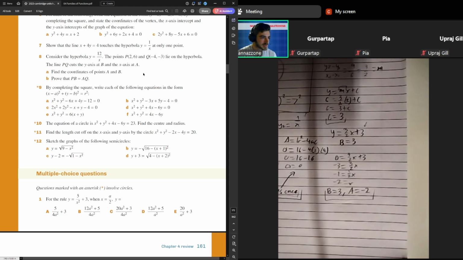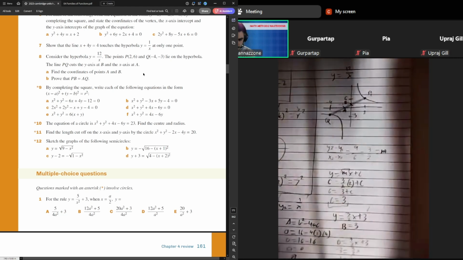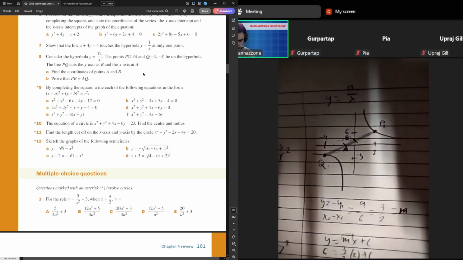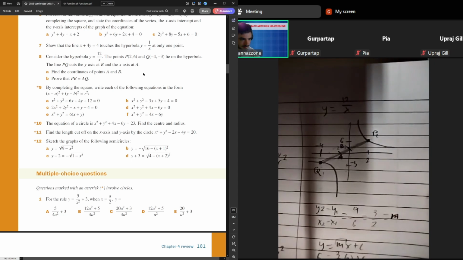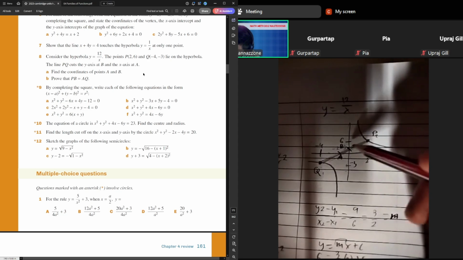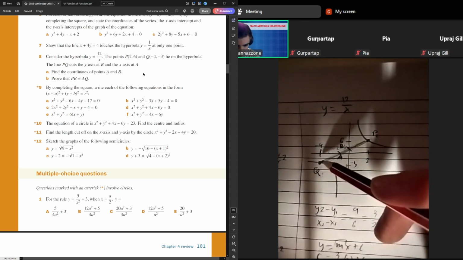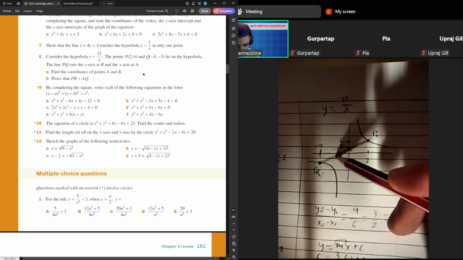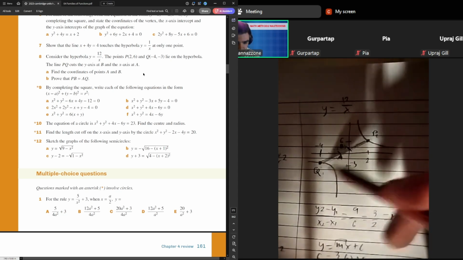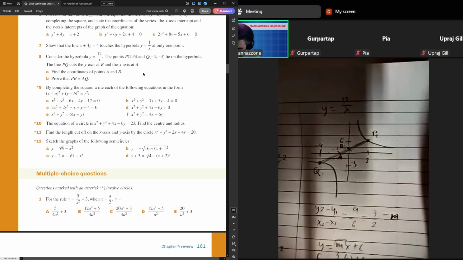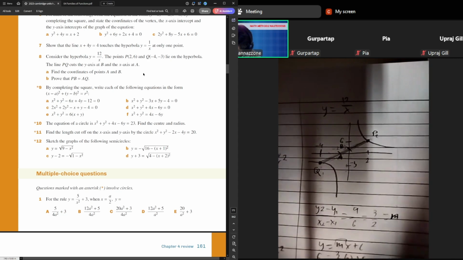Now we've got to prove that PB is equal to AQ. So PB, that's an interesting question. PB is just this segment of the line, so P to B, and AQ is this section of the line. And we're trying to prove that their equations are the same. Weird question, because they all came from the point on this line anyway.